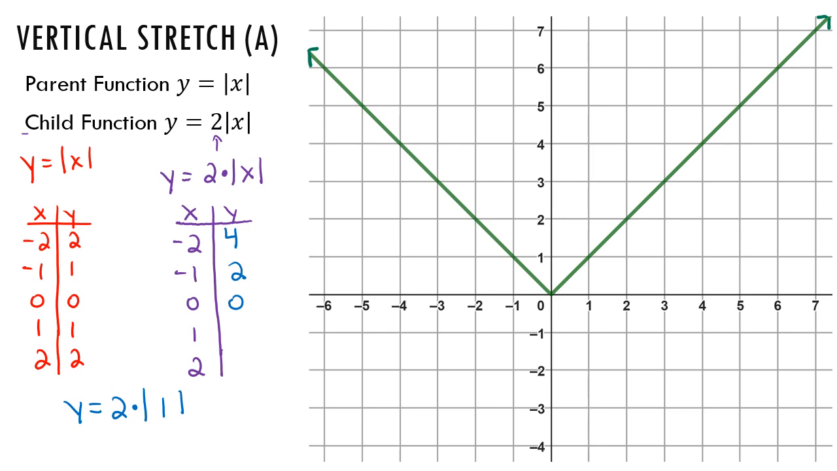Then I have the absolute value of 1, which is 1, times 2, which is 2. And by that same math, this last one will be 4. So if I graph it, I'll have the points at these locations.